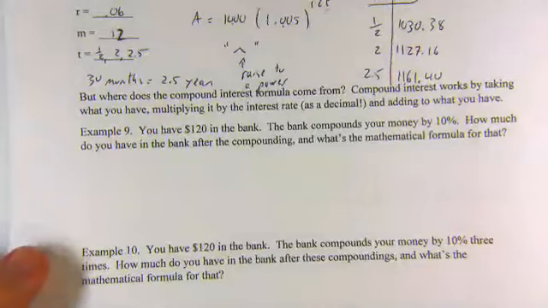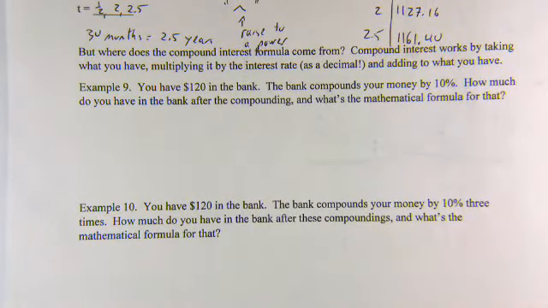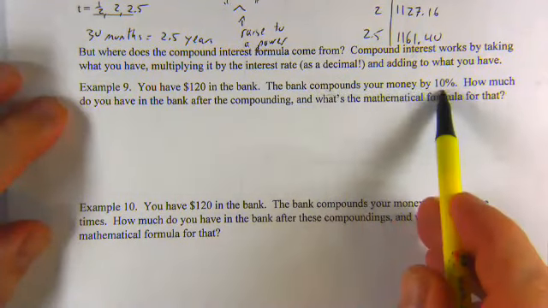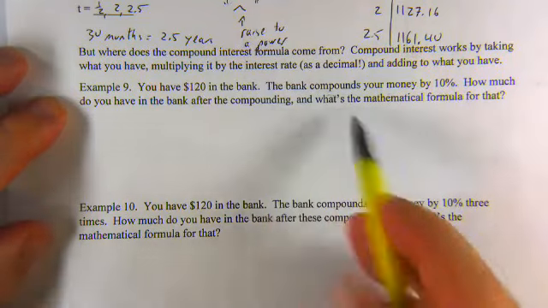So where does this formula come from? Well, compound interest works by taking what you have, multiplying by the interest rate as a decimal, and adding that to what you have. So suppose you have $120 in the bank, and the bank compounds your money by 10%. That means they just calculate the interest. So how much do you have after the compounding?